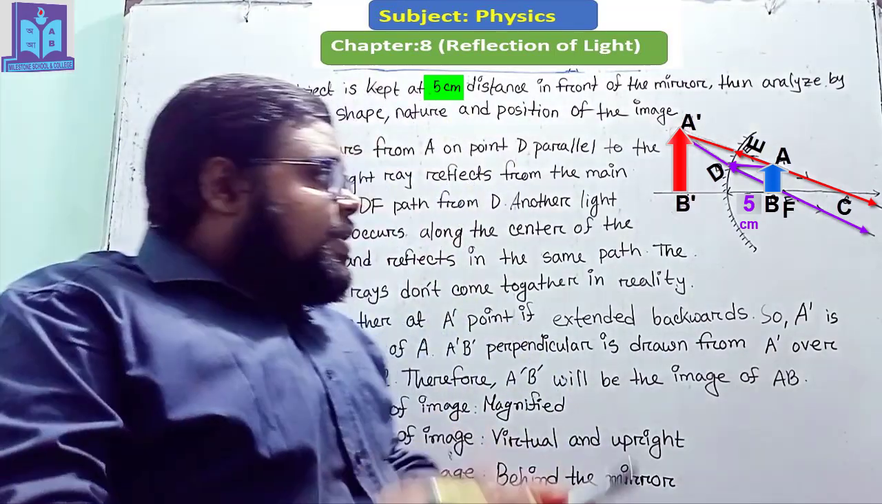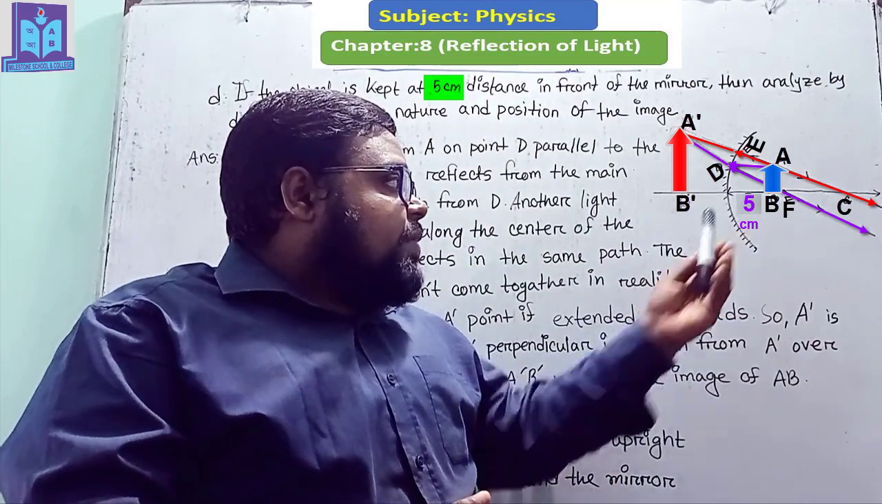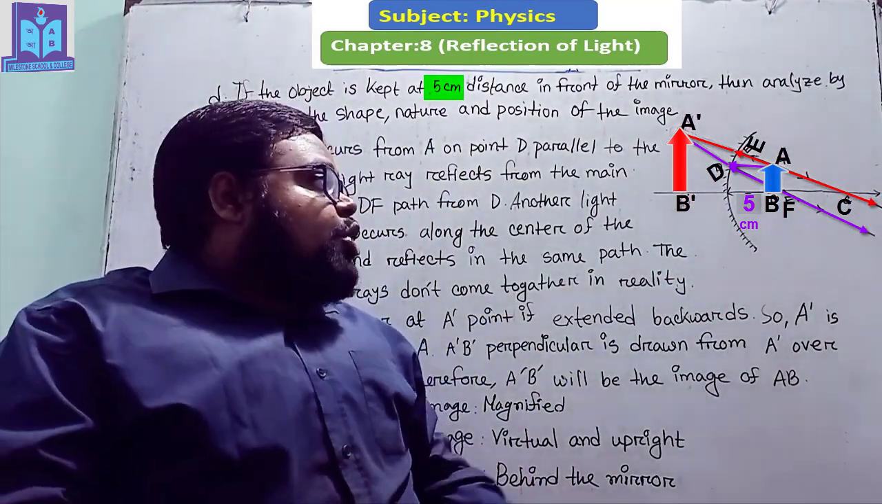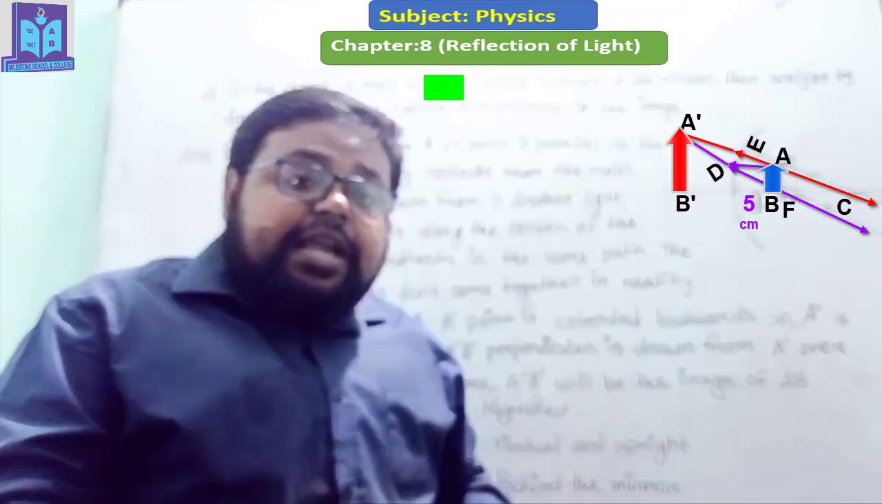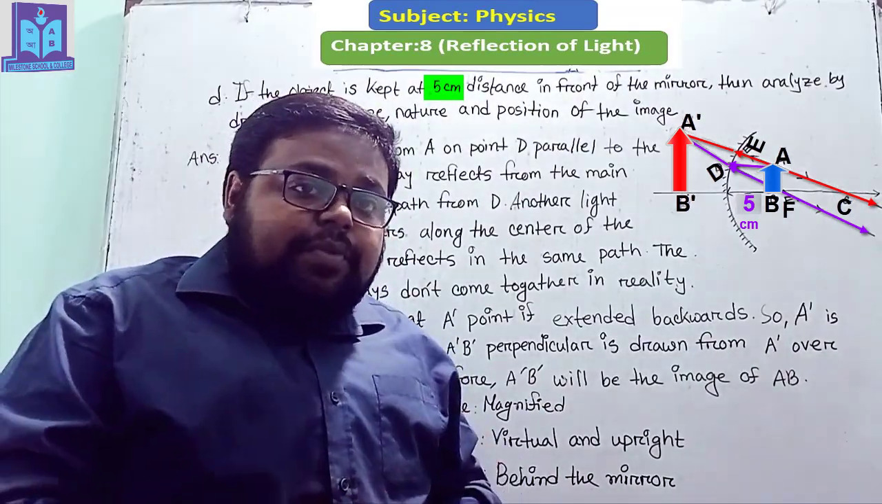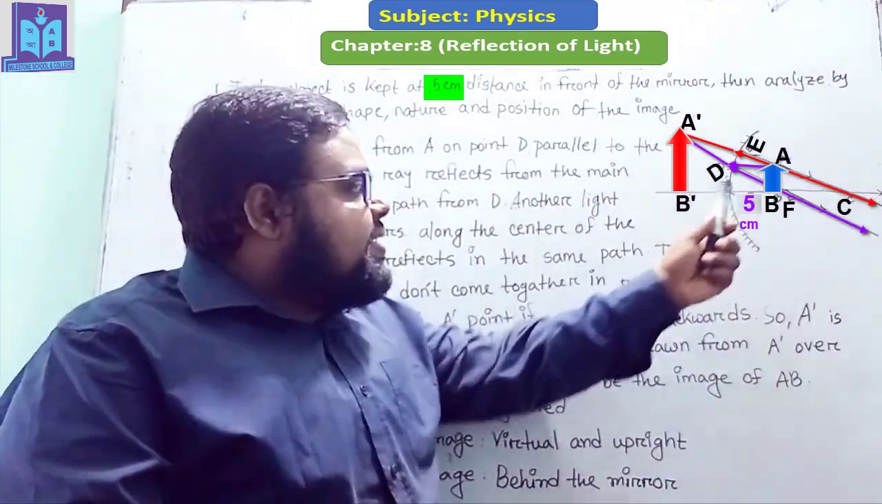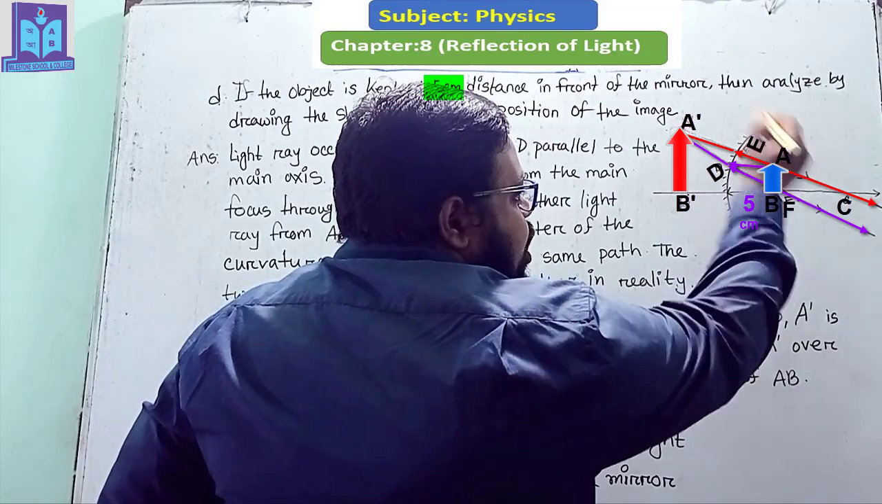So at first we have to draw the figure. That means we have to draw the image. How will the image be drawn in this concave mirror, what will be the shape of the image, what will be the distance of the image? Now I will describe it to you. Here you can see that AB is the object.